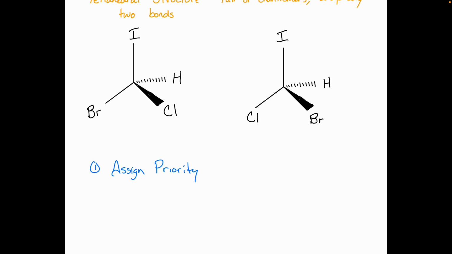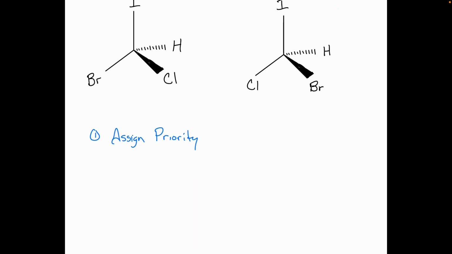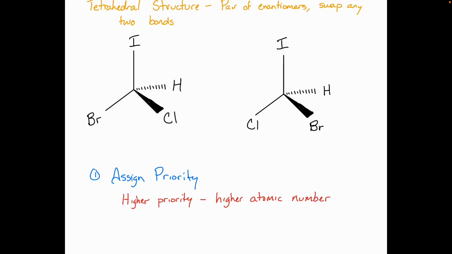All right, so what the heck does that mean? The higher the priority, the higher the atomic number. All right, and we're going to build on this set of rules here, but this one right away, we can assign priority to this particular molecule. What's my highest priority group up here? Which element up there has the highest atomic number? Iodine. So iodine gets priority 1.